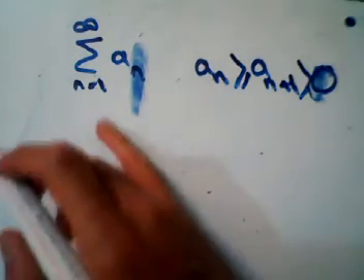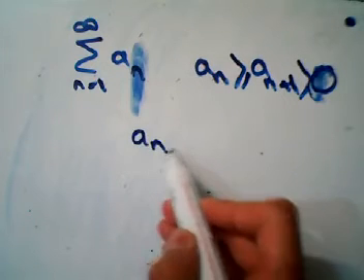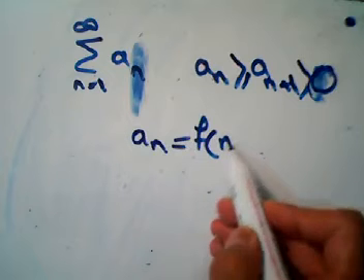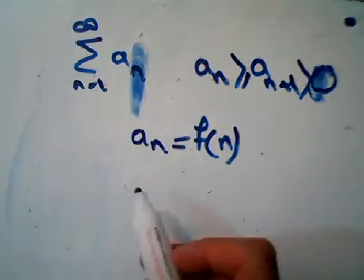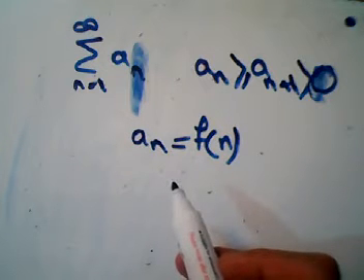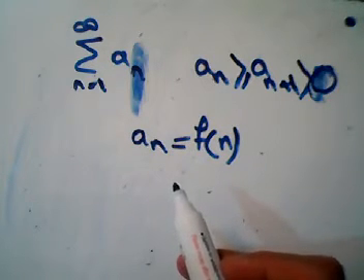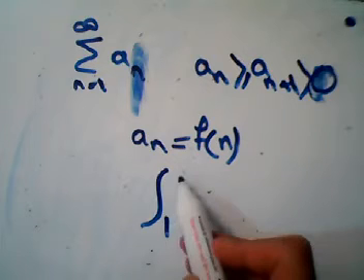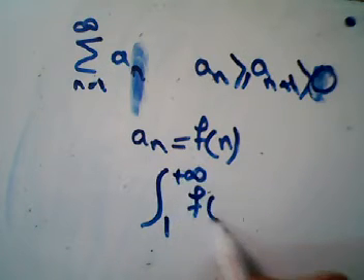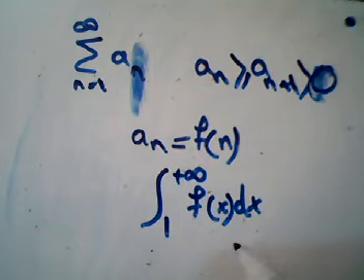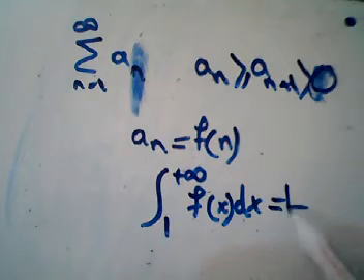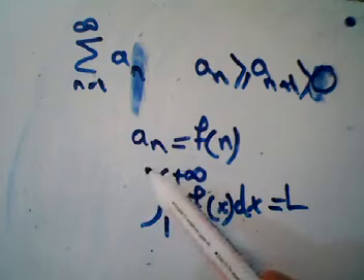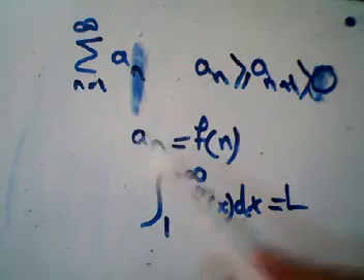Okay, and if a_n happens to be equal to some function like this, then if this integral exists, which means it is a number, not infinity, okay, then this series converges.